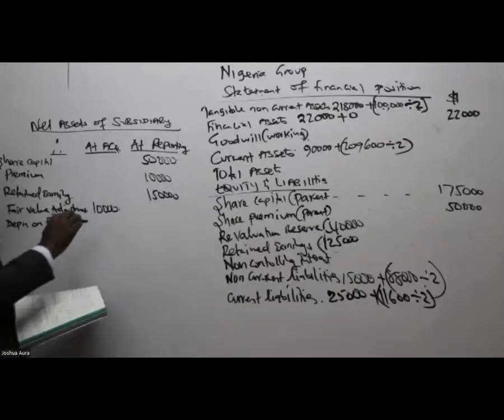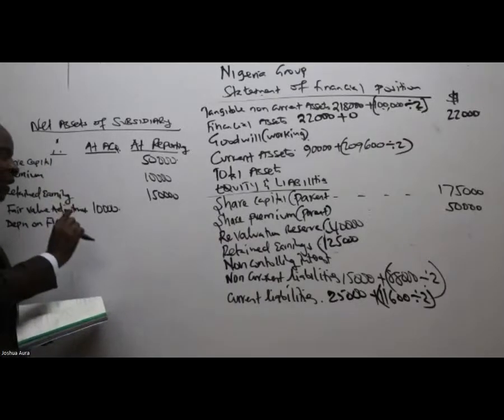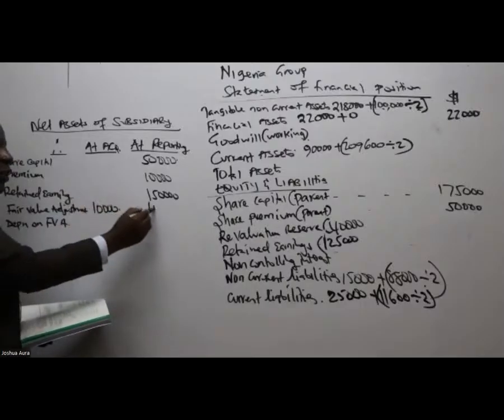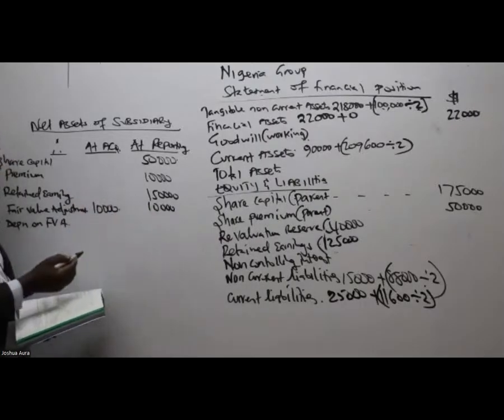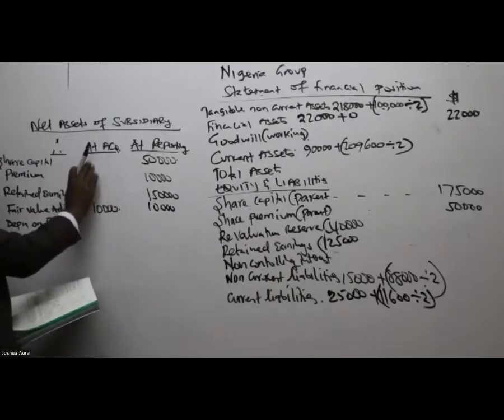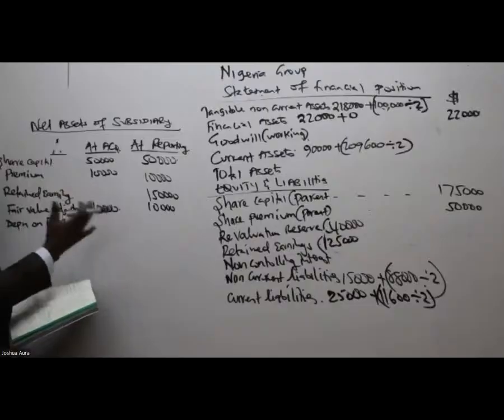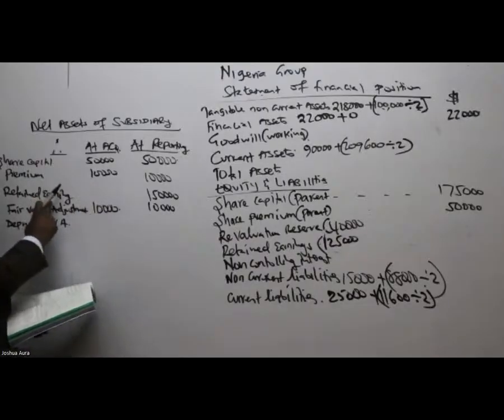And you know that fair value adjustment at acquisition must always be equal to fair value adjustment at reporting. So here, 10,000 again. The same case with share capital. Share capital at reporting and share capital at acquisition must always be the same, 50,000. Same case with the premium, this has to be 10,000. What is always different is the retained earnings.